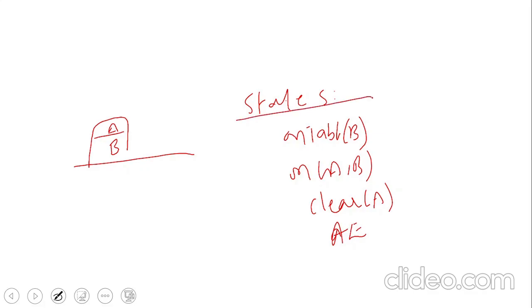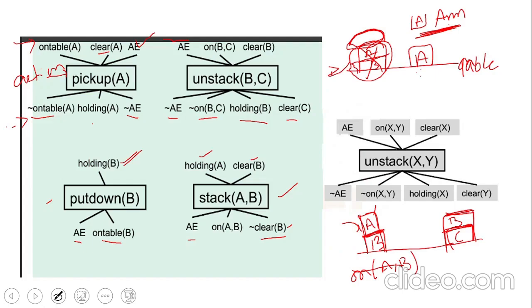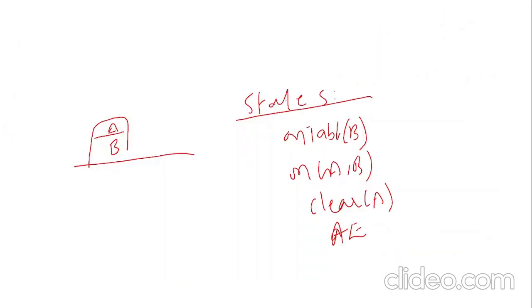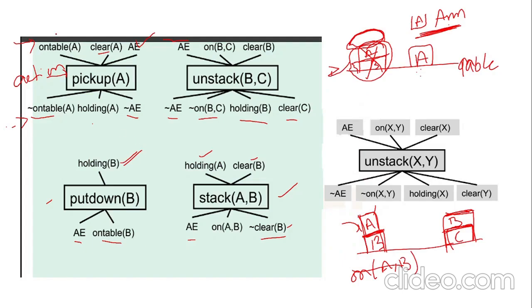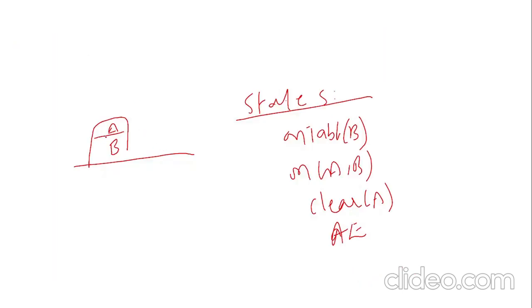Now, can I perform the pick up A action? If I want to perform pick up A, what are the preconditions required? On table A, clear A, arm empty. Now A is not on table, so I can't perform the pick up A action, because the preconditions are not a subset of state S.